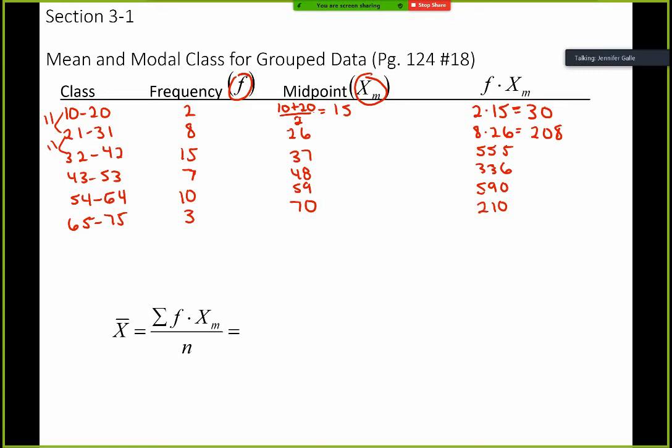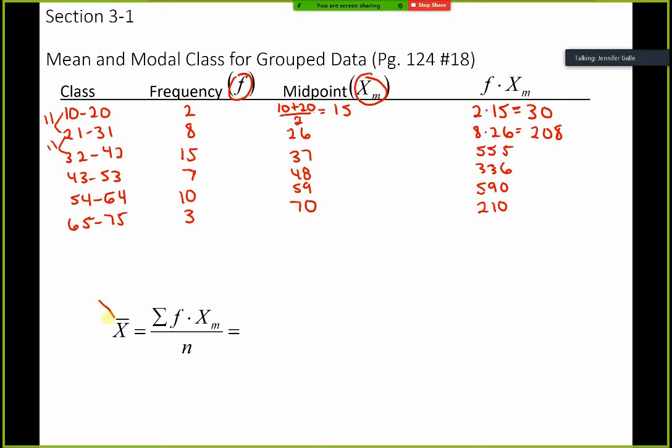So we just take each frequency times each midpoint. That's all we're looking at doing so far. Now in this unit, we're going to start seeing a lot of formulas. So we're going to be coming across some different variables and things. So the little formula for finding the mean for our grouped data is down at the bottom. I want to break it down and label those pieces for you, what each thing means.